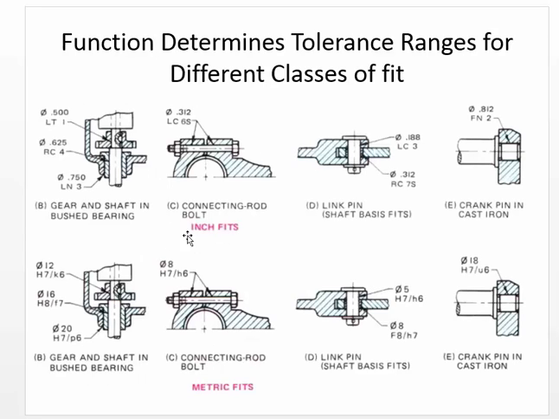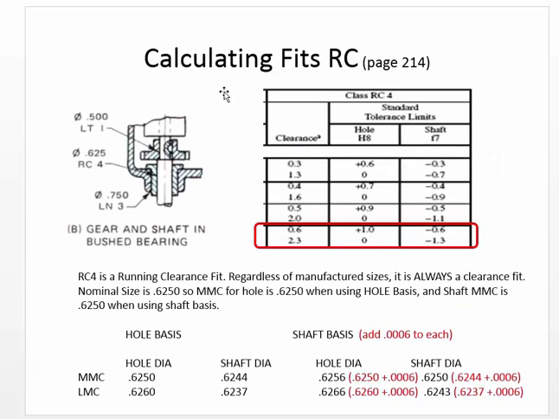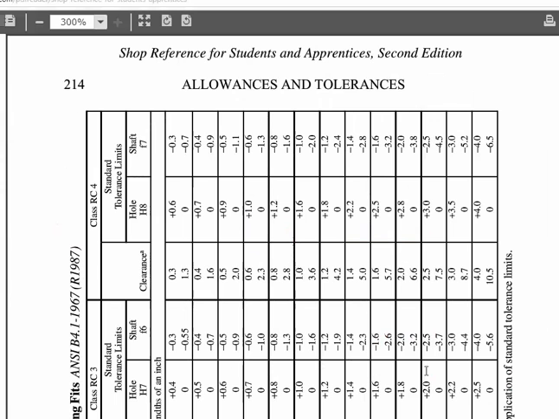Going back to one of my opening slides, we're going to take a look at this gear and shaft and the bush bearing. The gear and shaft and the bush bearing has 3 different kinds of fits identified, LT1, RC4, and LN3. So we get down to calculating the fits. First, you have to go to the tables, and I'll show you what those tables look like in the book, and I'll then come back to this slide.